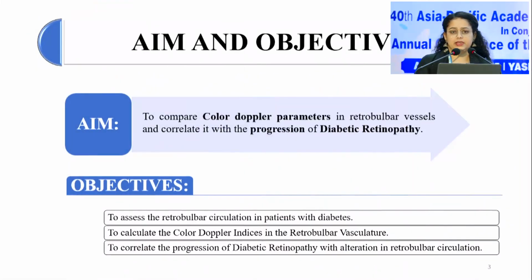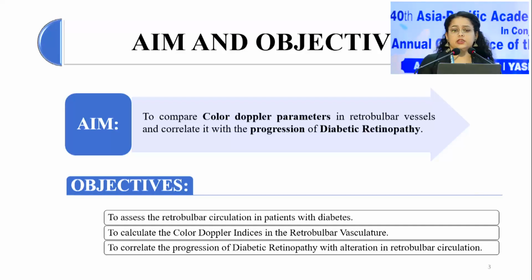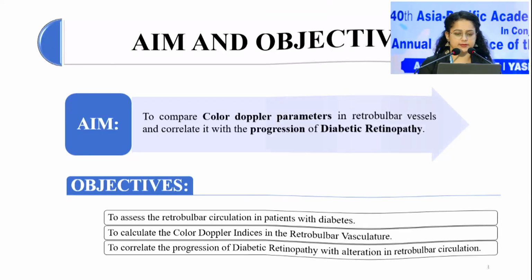So the main aim of the study was to assess the parameters in the retrobulbar vessels using a non-invasive technique, that is color Doppler imaging. And we would reassess the parameters after a period of 6 months and try to establish if there is a correlation with the progression of the disease.